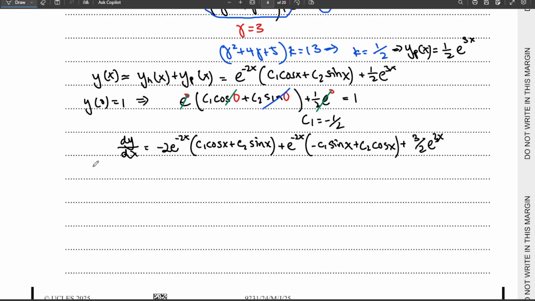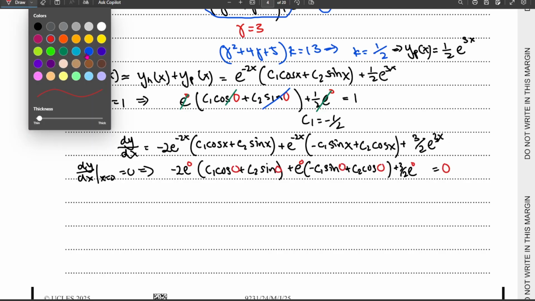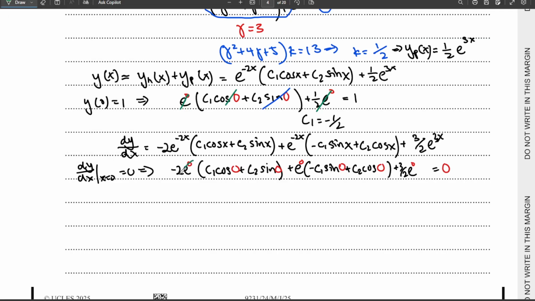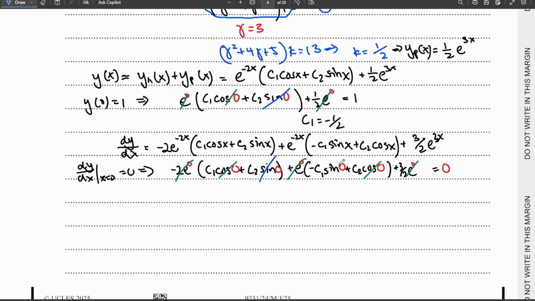Then we know that dy/dx evaluated when x equals 0 is 0. So let's substitute all the values. And once again, what I'm going to cancel in green will get 1. All the exponentials go to 1, and cosines go to 1. And the ones in blue, sine, go to 0.